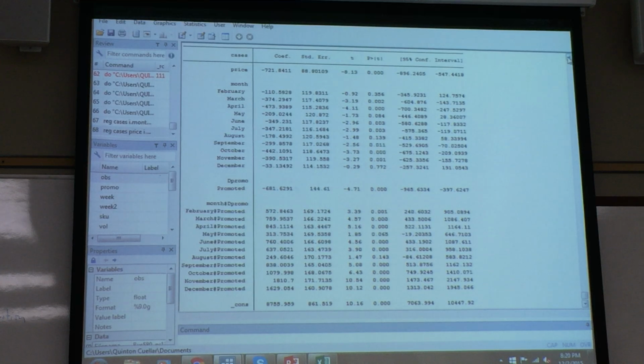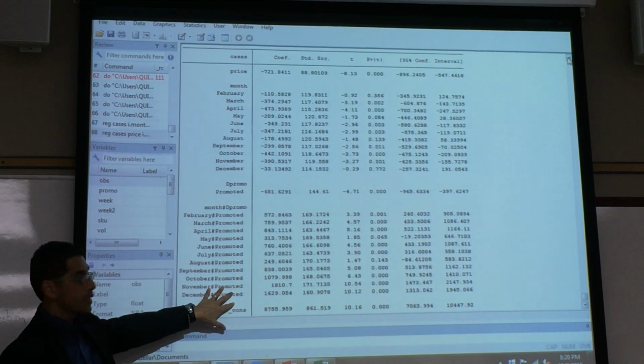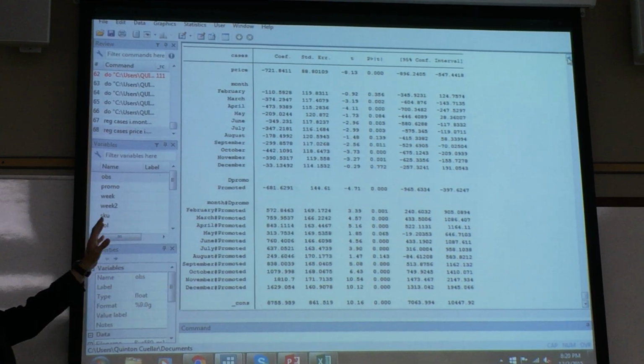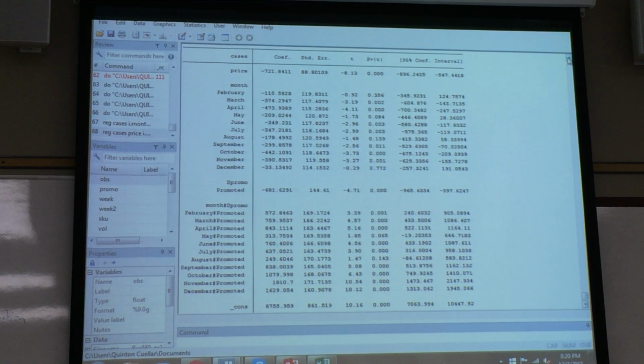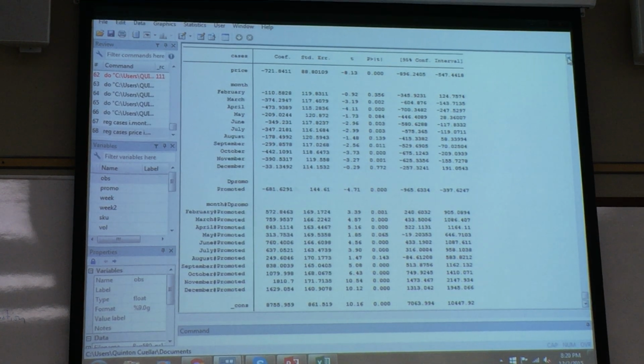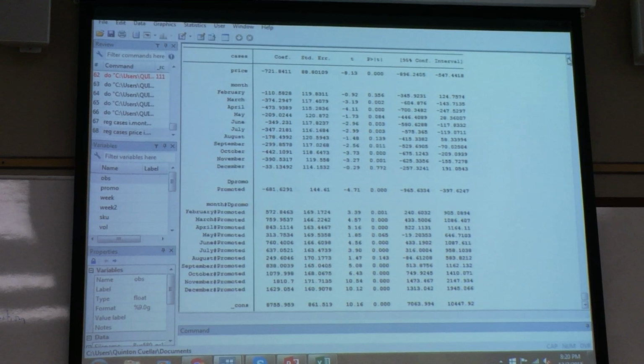Price coefficient should always be negative. And it's statistically significant. So everything looks right so far. And now remember, when we analyze the effects of promotion in December, for example, we can say holding price constant. This is the effect of promotion in December relative to January, which we couldn't say before.